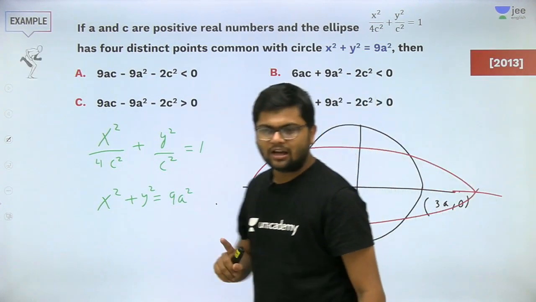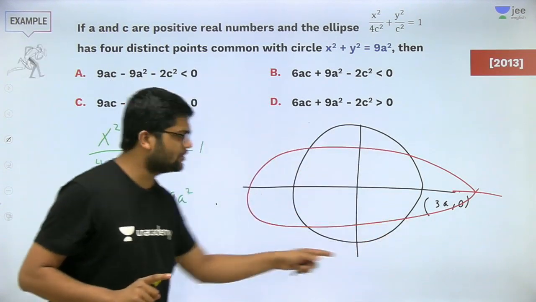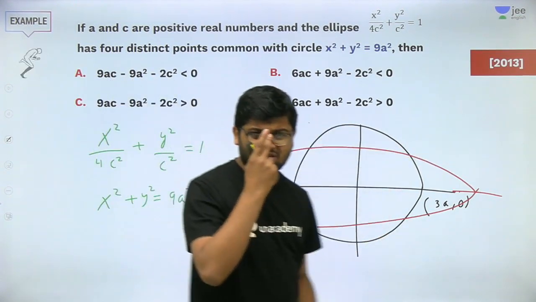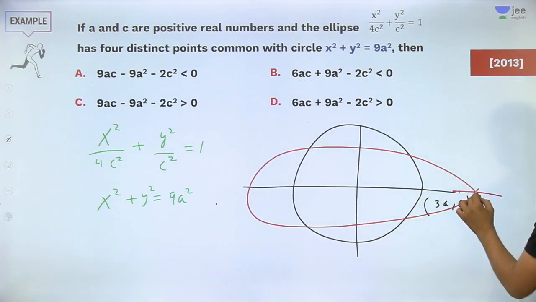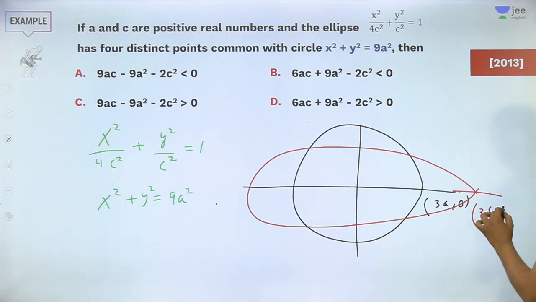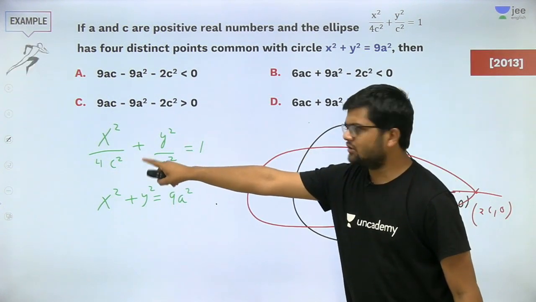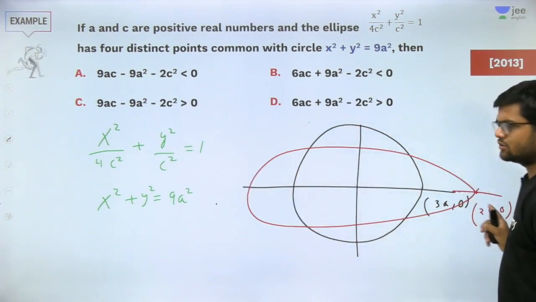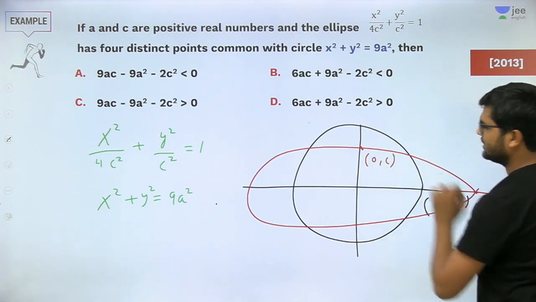Yes or no? Everybody got my point? The ellipse is horizontal, so it should have geometry like this one. From this geometry, I can conclude that this point has the coordinates 2c comma 0, because the major axis is 2c, so the end of the major axis will have the coordinates 2c comma 0, and this one has the coordinates 0 comma c.